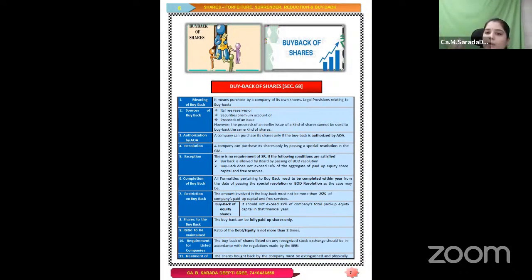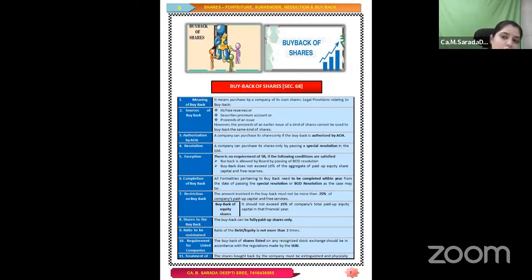If the company wants to buy back only up to 10% of its paid up share capital, in such cases it is sufficient for the company to pass a board resolution in the meeting. Okay, it need not go for a general meeting. If the company wants to buy back only up to 10%, it is sufficient to pass a board resolution.